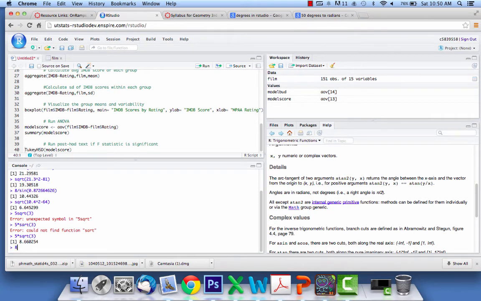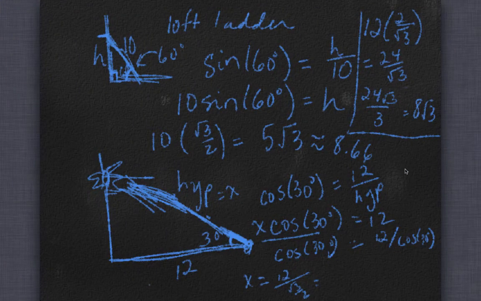But anyway, we have 8 times square root of 3. Oh no, it's divided this time. Oh no, it is times. 24 was divided, 8 is times. That's 13.86 or 13.9. So your distance from the lamp is 13.9.